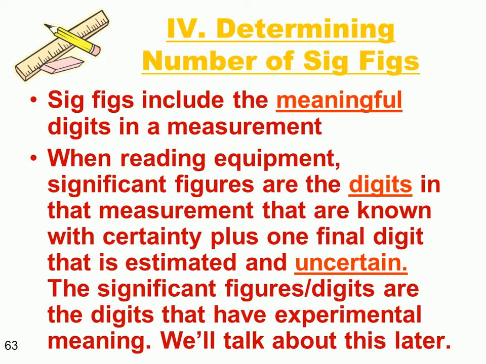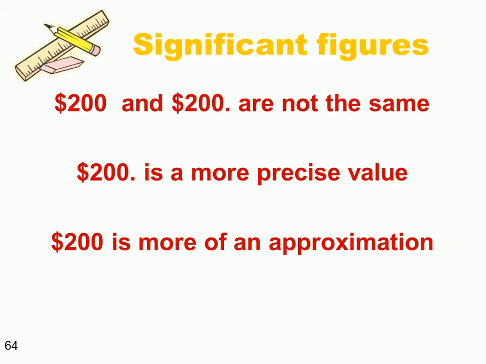Remember how we always read the equipment and report the digits that are known? And then we always include one estimated digit because that estimated digit has some level of uncertainty. So we always include that one extra digit. So let me give you an example.